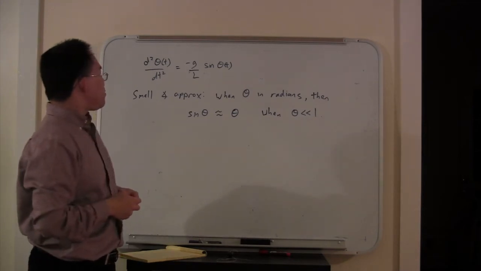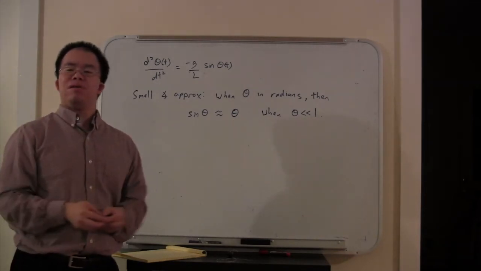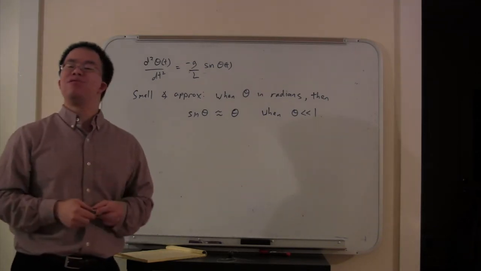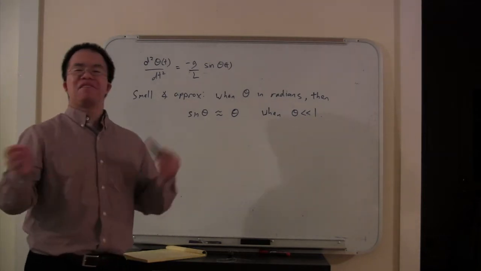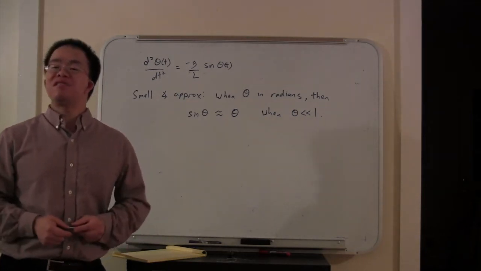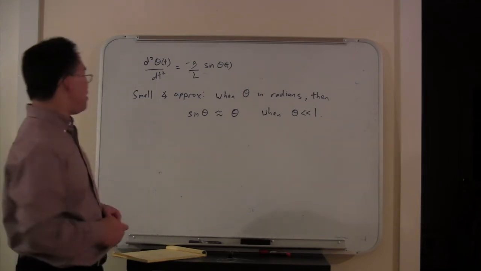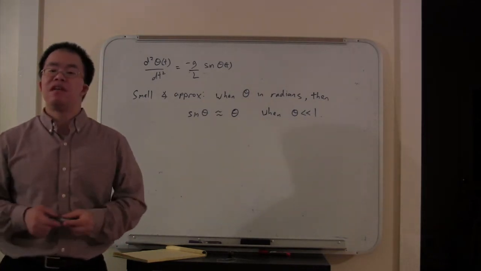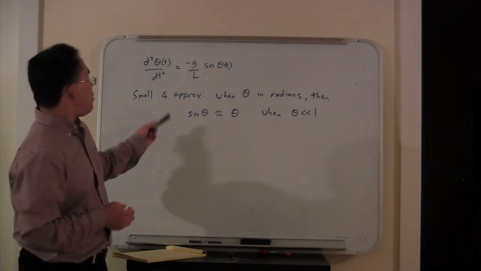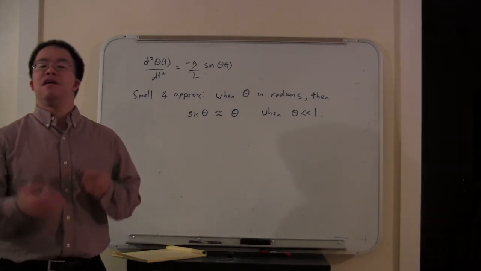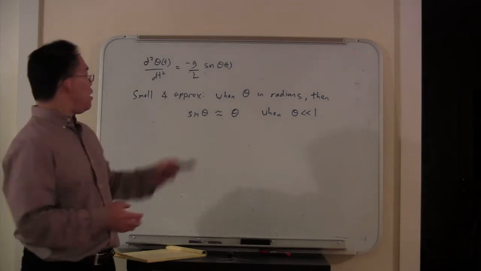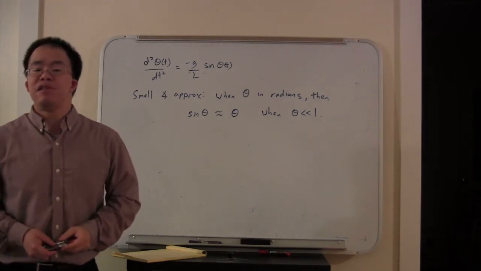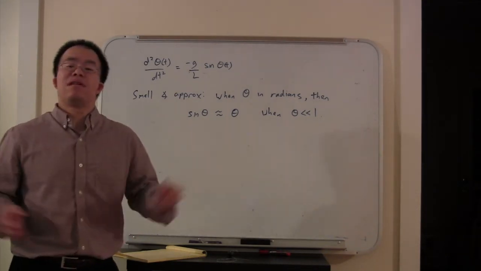So what does much smaller than 1 mean? Well, it typically depends on how good you want to get. But as a rule of thumb, theta less than 0.1 radians, you're doing pretty well. And in the homework, you'll explore the validity of this in more detail numerically. Now, if you've studied Taylor series in Calc 2, you might recognize that this is just the first term in the Taylor series for sine. That's exactly what it is.